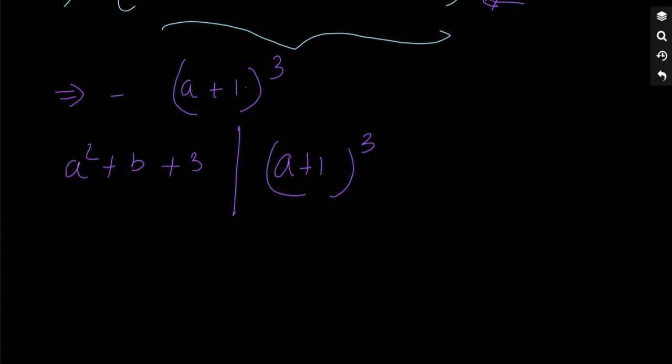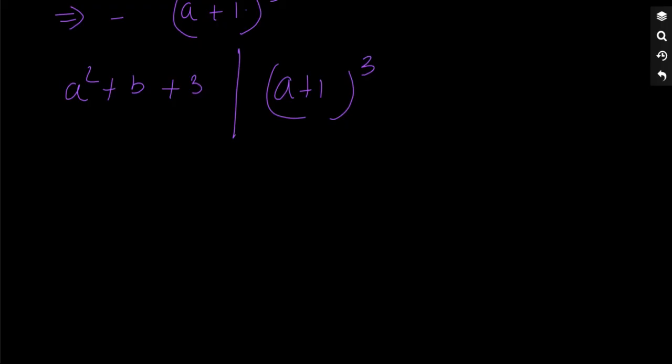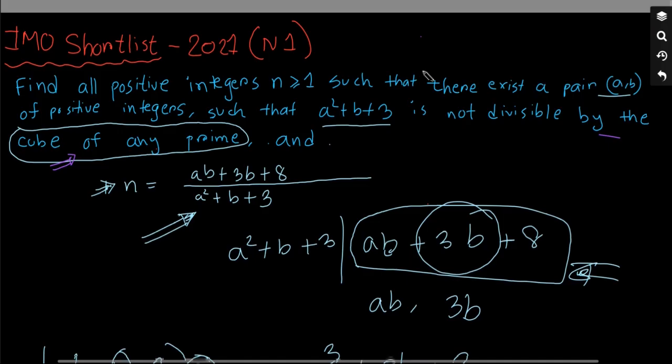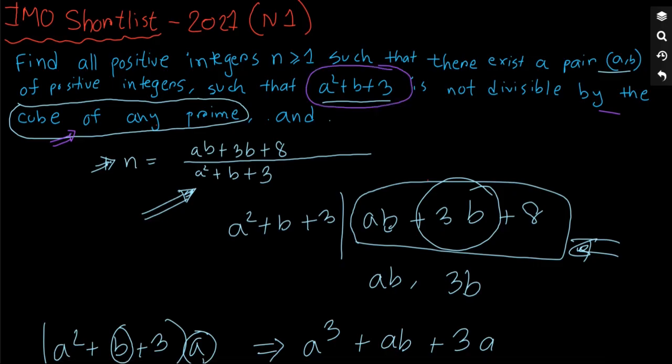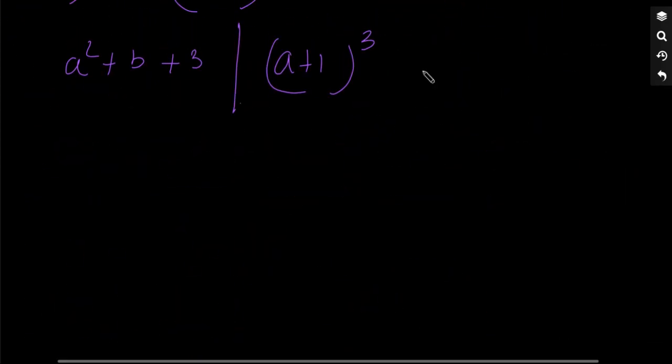So let me actually show the whole question at first. In the question, this term is not divisible by the cube of any prime. What does that mean? I'm just going to write the whole thing. That means that a square plus b plus 3 divides (a+1) whole square, or a+1.